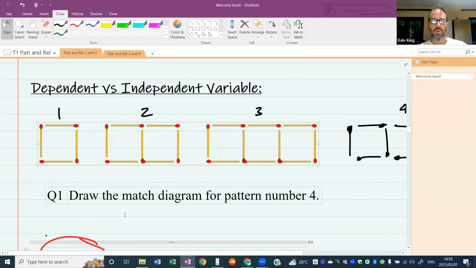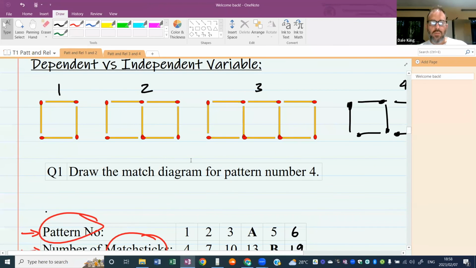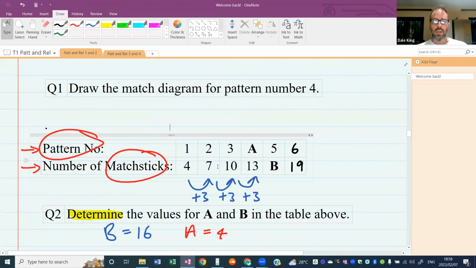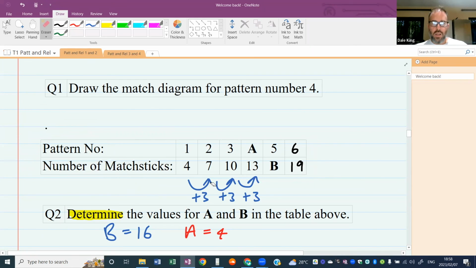So in the diagram, we saw that we changed the pattern by adding 3 matchsticks on to every single pattern. So for pattern 1, we had 4 matchsticks. For pattern 2, we had 4 plus another 3, which gave us 7. And then for pattern number 3, we had the 7 for pattern number 2 plus another 3. So 7 plus 3 is 10. And that data is shown here in the table. So if you look at the table where it says matchsticks here at the bottom, we can also see the change every single time. So from 4 to 7 is an increase of 3, from 7 to 10 is an increase of 3, etc., etc., etc.